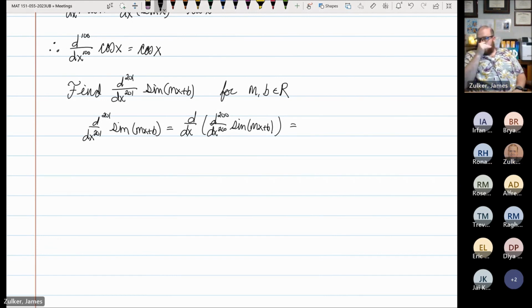Well, think about it. Sine's going to have the same property as cosine, in that every fourth derivative restarts the cycle. Well, 200 is a multiple of 4. So the 200th derivative of sine is sine again. But keep in mind that we're going to have 200 applications of the chain rule. What is the derivative of mx plus b? It's m, right? So every application of the derivative multiplies by another m.